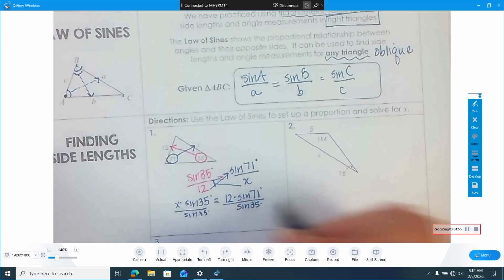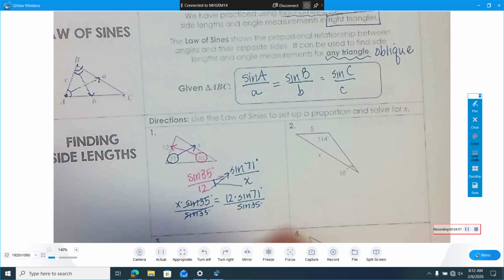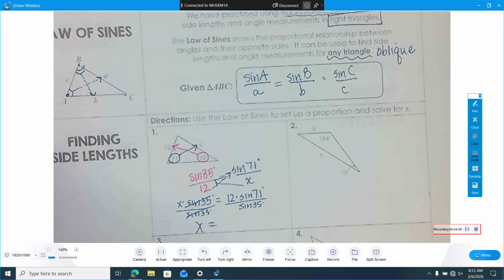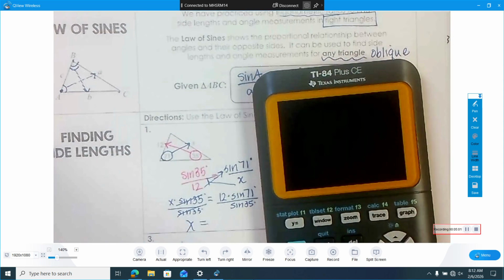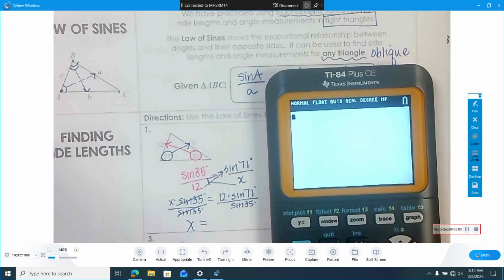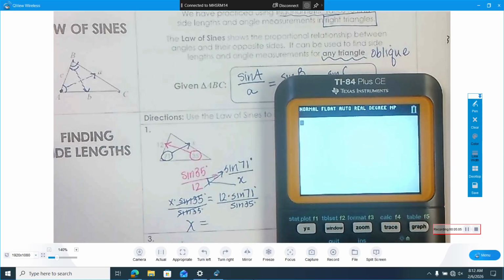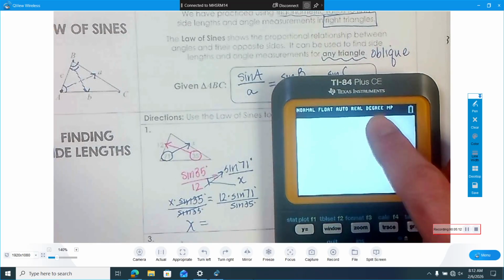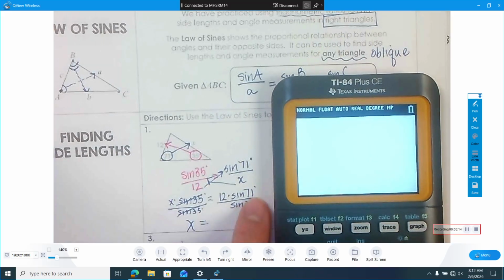So sine of 35 cancels out. We get x by itself, and we can go to our calculator. What mode are we in? Degree mode. How do we know that? Top right of our calculators, true. But we know we're using degrees because we're given angles in degrees.